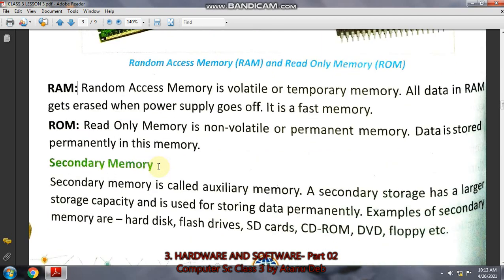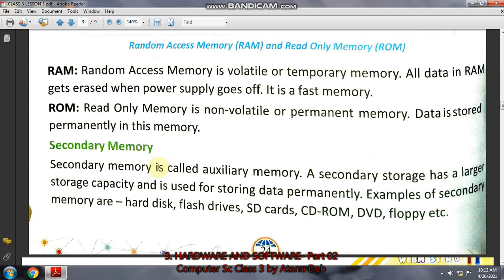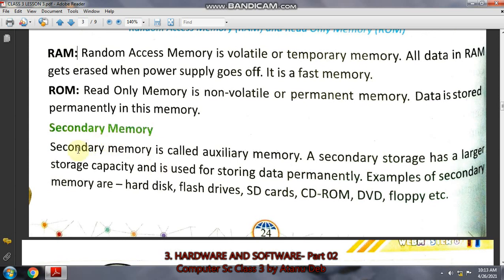Okay, so this is all about primary memory. Then comes what? Secondary memory. Secondary memory is called auxiliary memory. It means you may or may not have secondary memory in the computer, but still the computer will work. But if there is no RAM and ROM, the computer will not work.